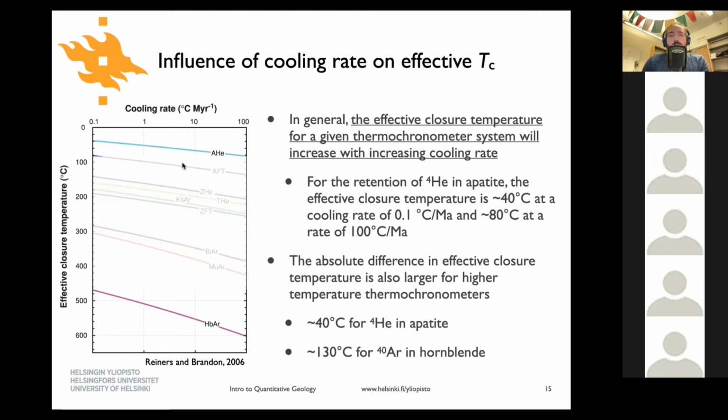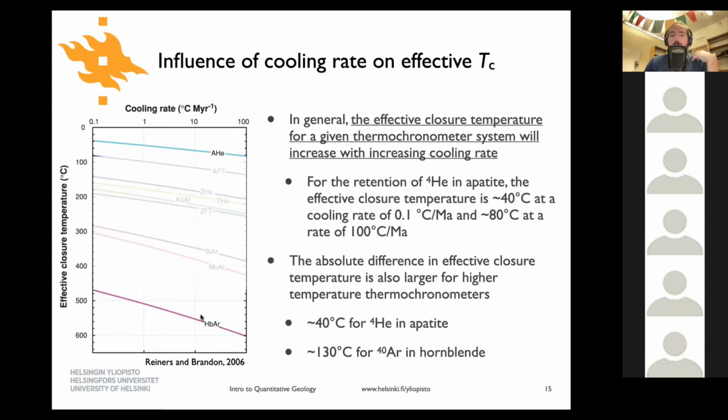But what we can see here are some examples, and you don't have to look at all the different letters that are shown here, but this is the system for helium that's produced and trapped within an apatite crystal. And you can see that at low cooling rates, it's around 40 degrees for the effective closure temperature. At high cooling rates, it's around 80 degrees. So it's twice as high, depending on just the cooling rate for this one system.